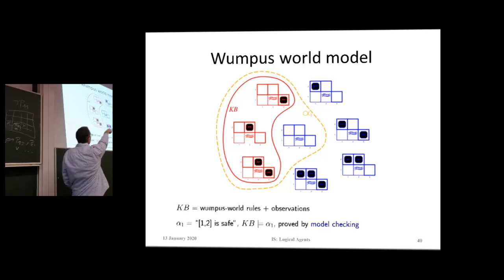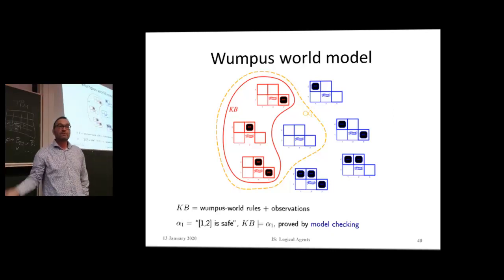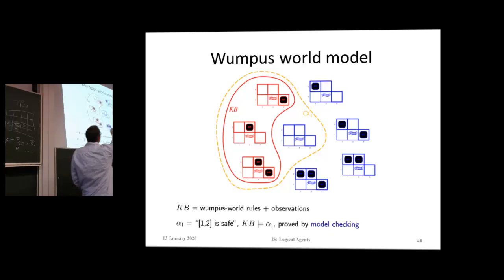So the yellow one, this is alpha 2. These are the models for 1, 2 is safe. So the yellow line determines all those 4 statements where there is no pit in 1, 2. So here we have a pit, here we have a pit, here we have a pit. So if this set of models for alpha 1 is a superset of the set of models for the knowledge base, then this also means entailment.